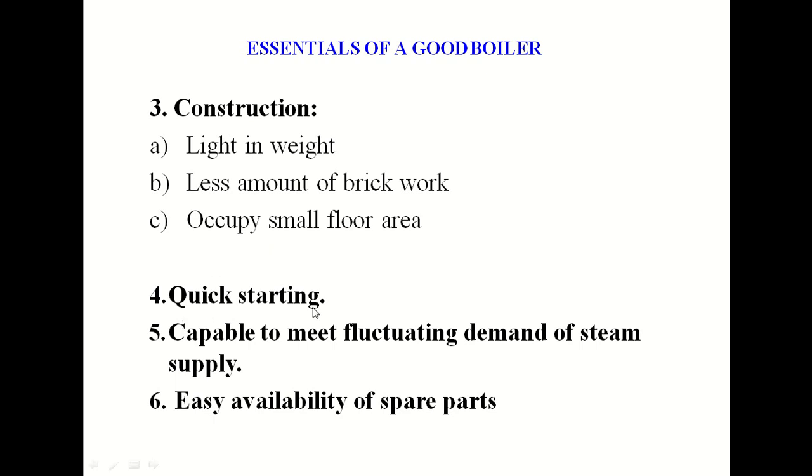Then quick starting. Many boilers require a large time to start, and that's why these are disadvantages. So we require that the boiler should be a quick start, capable of meeting the fluctuating demand of the steam supply. Sometimes, according to the load, the power generation demand will fluctuate, and due to that, the demand for steam also fluctuates, and that means this boiler should be capable of meeting the fluctuating demand of the steam supply. And the last point is easy availability of spare parts.